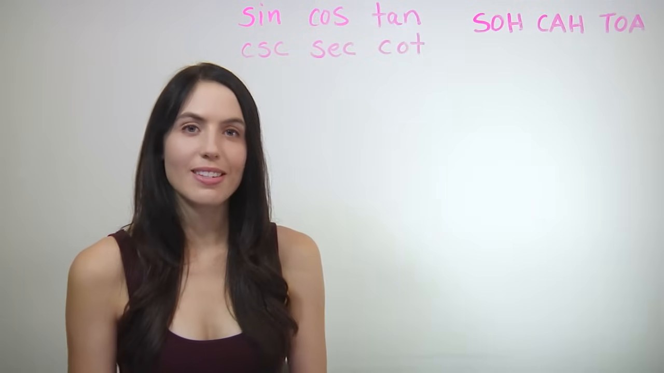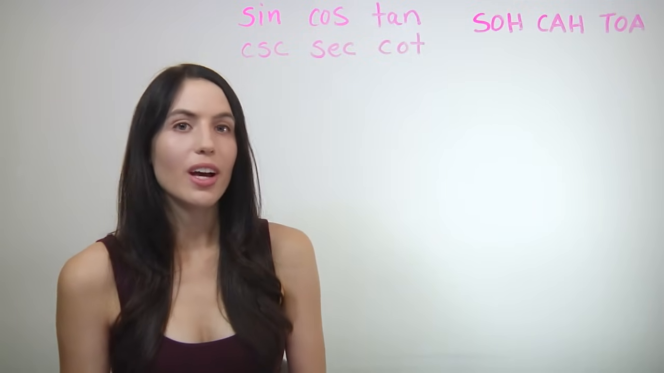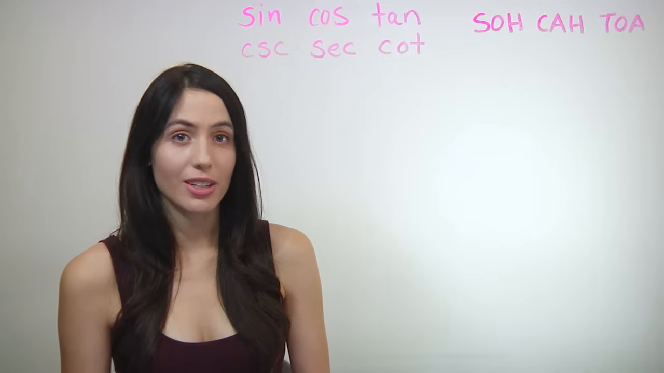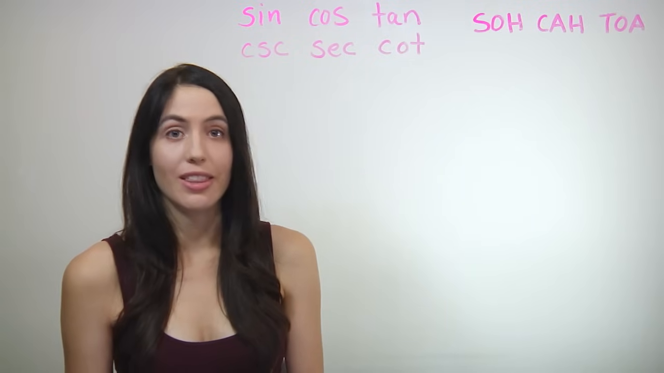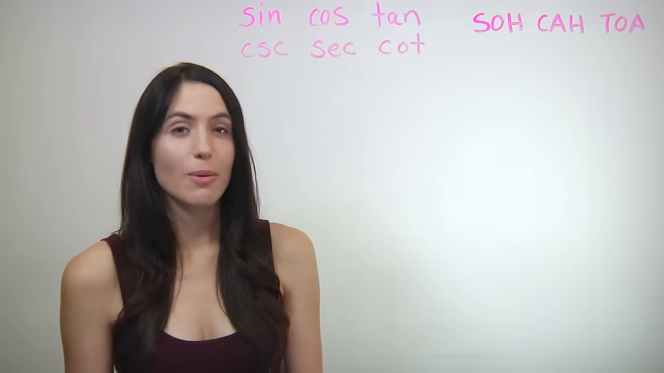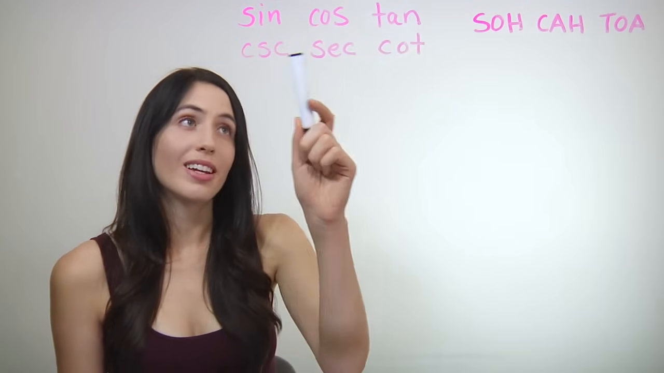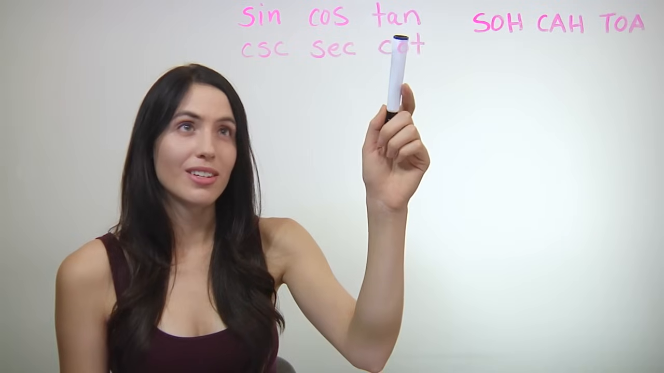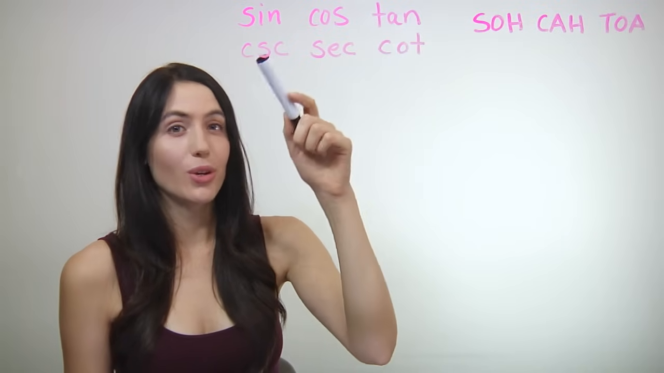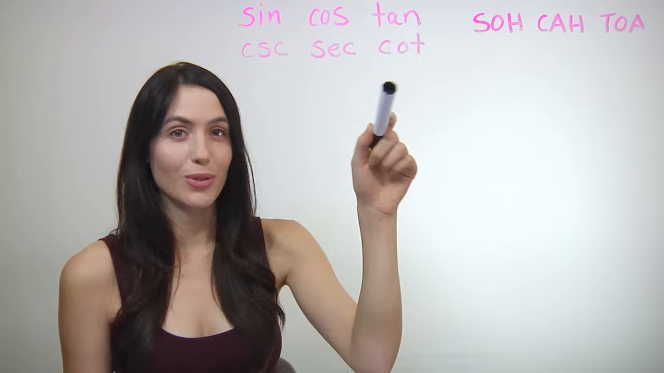Hi guys, I'm Nancy, and I'm going to show you how to use the basic trig functions and how to find the values of the 6 basic trigonometric functions. So that is sine, cosine, tangent, and their partners, cosecant, secant, and cotangent.